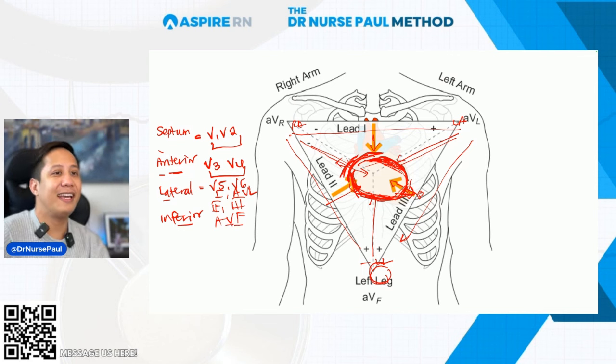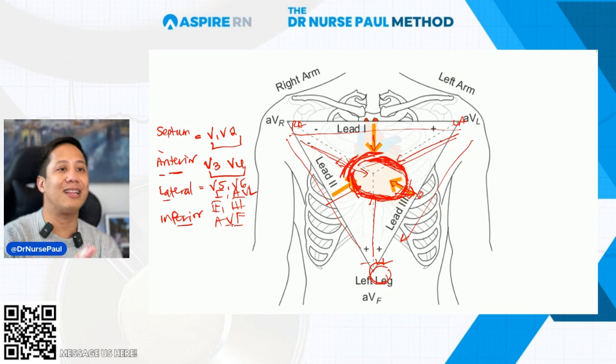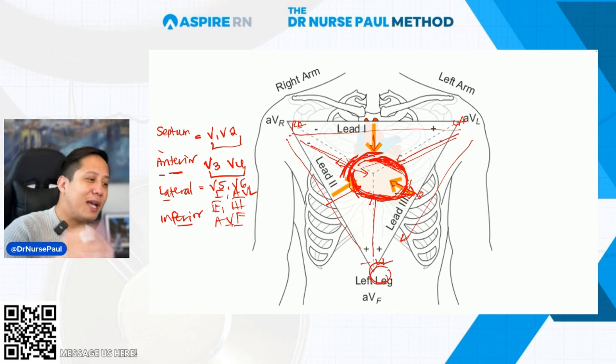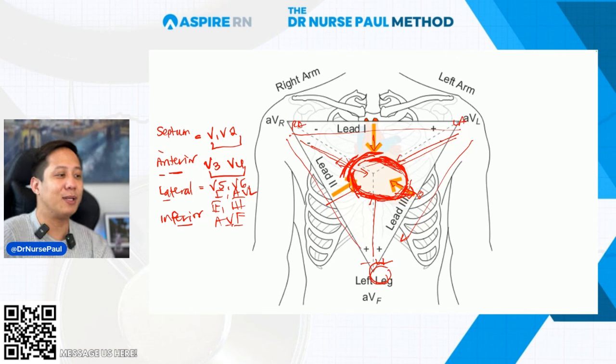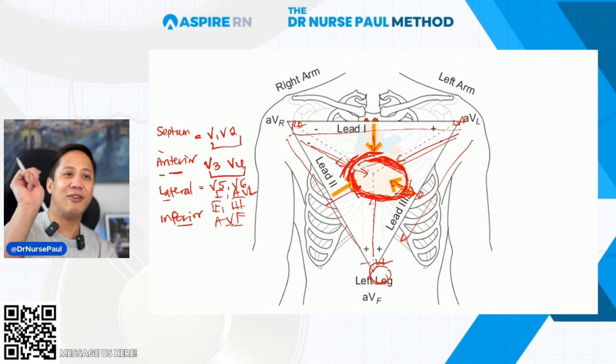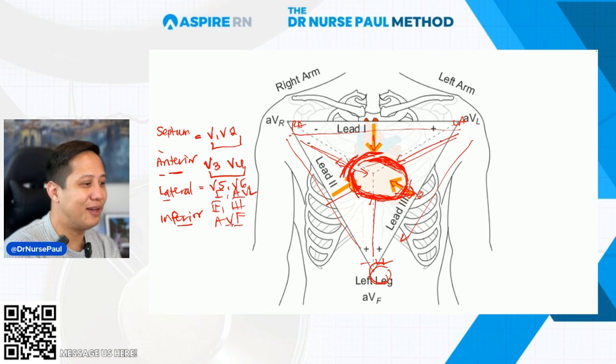All right. Again, let's review, all right? What leads constitute the septum? Septum, what leads? What leads in the 12-lead EKG? Come on. Septum, what leads? Some people are typing like this, V3, backspace. Some people type like this, highlight, right-click, copy, right-click, paste. V1 and V2. Okay, V1 and V2.